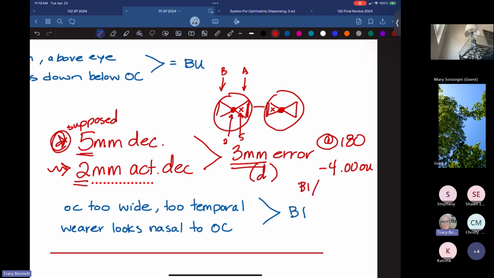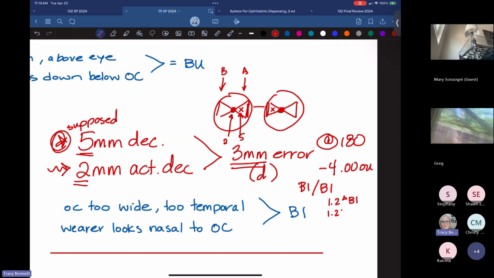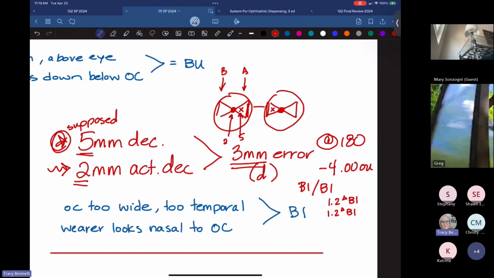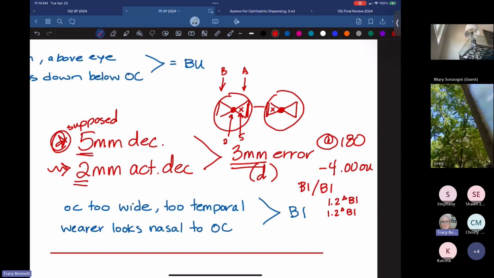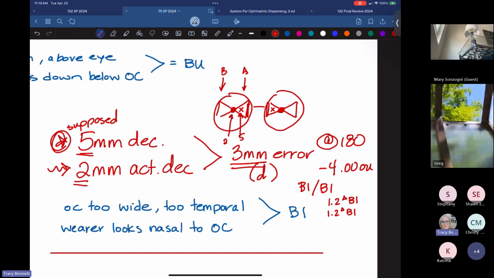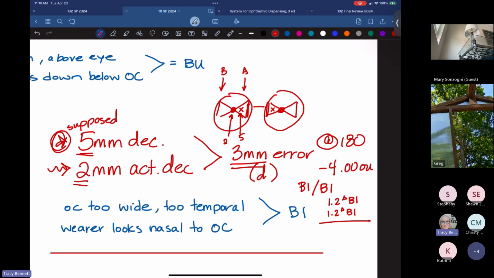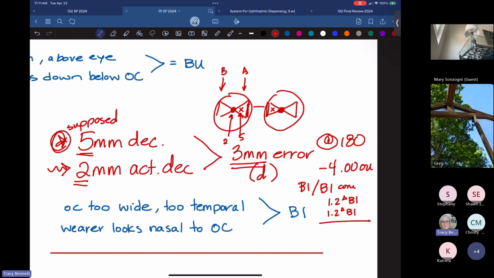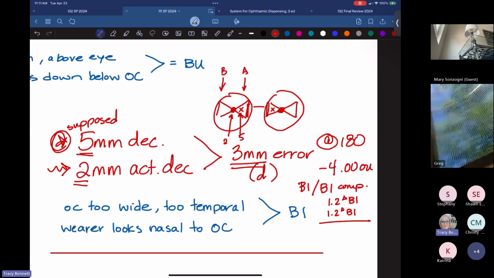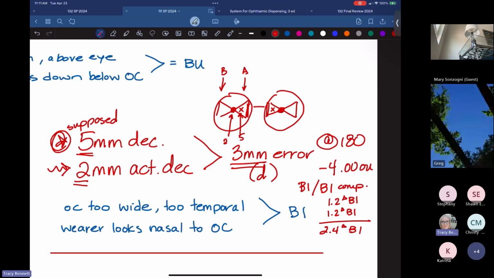And base in for each eye, is that compounding or canceling? Compounding. And if I did my math right real quick just a second ago, I ended up with 1.2 base in for the right and 1.2 for the left. Boy, that error was bad. 3 times 4 diopters of power. Yeah, that's right. So 1.2, and you said this is compounding, right? So we would add those two together, and we come up with a total error of 2.4 base in.